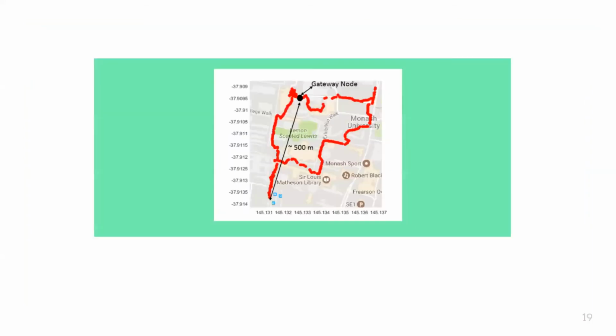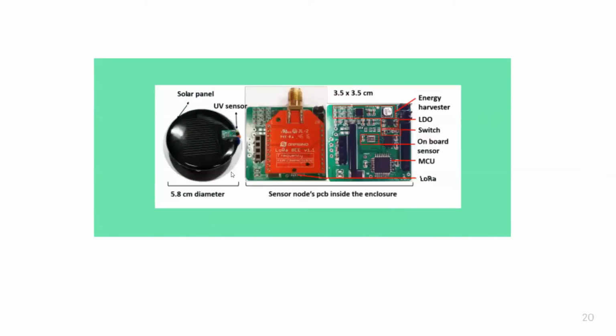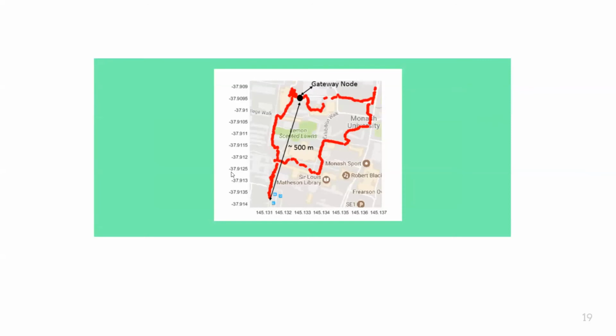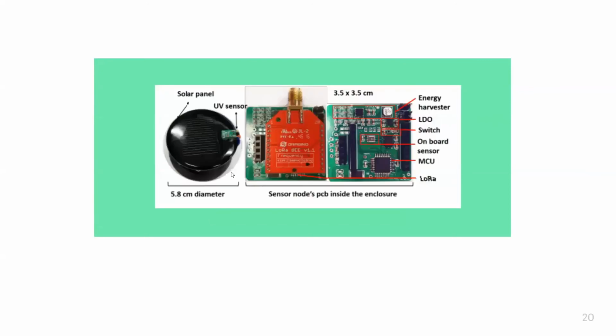Okay, so this picture basically shows an experiment of the distance one LoRa node can cover, around 500 meters. So this one LoRa network is able to cover half of a campus, and in the previous picture they were using a microcontroller unit with multiple sensors and a wireless module on the sensor node.